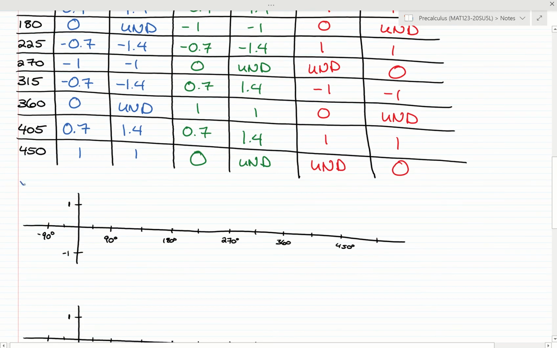First graph we'll do is sine of theta. Now sine of 0, remember we said that was 0. Sine of 45 was 0.7, then 1, 0.7, 0, -0.7, -1, -0.7, 0, 0.7, and you can start to see a pattern emerge. I'm going to connect these dots.